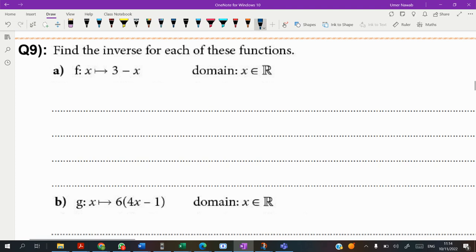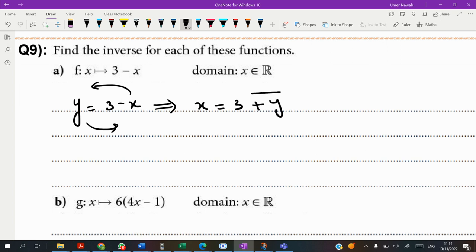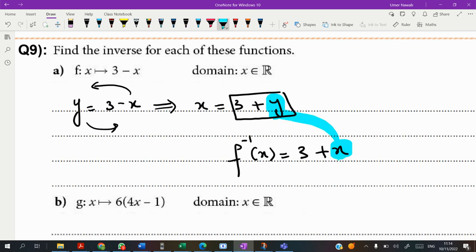He said find the inverse of each function. To find the inverse of each function, we need to write y is equal to 3 minus x and try to make x the subject. So x goes to the left and y comes to the right. So 3 plus y. Once you confirm that x is made the subject, your f inverse of x is 3, and replace y by x, since we used x here. Clear?